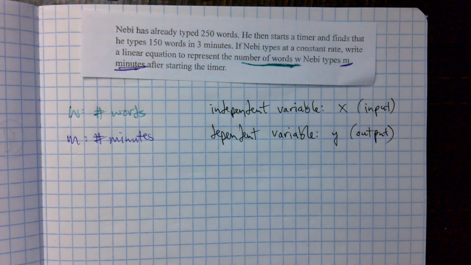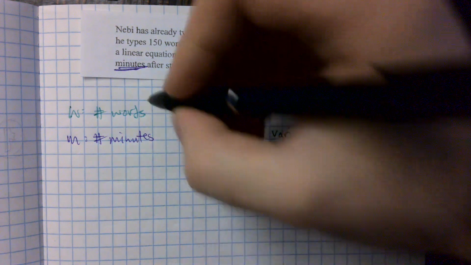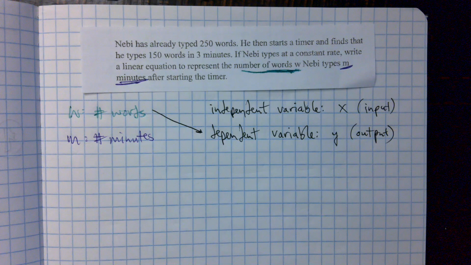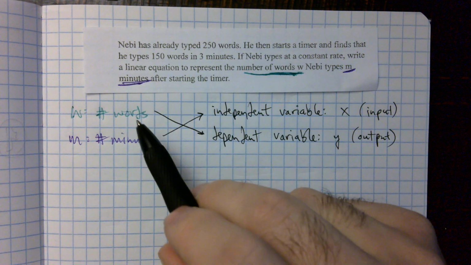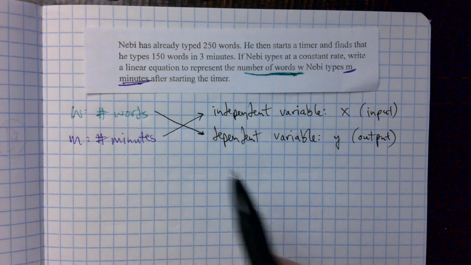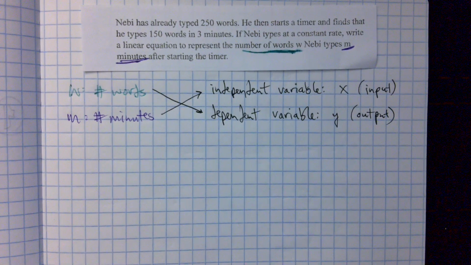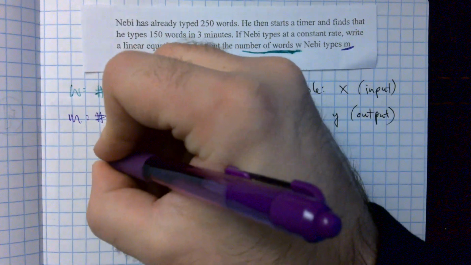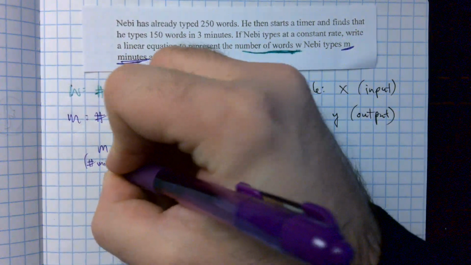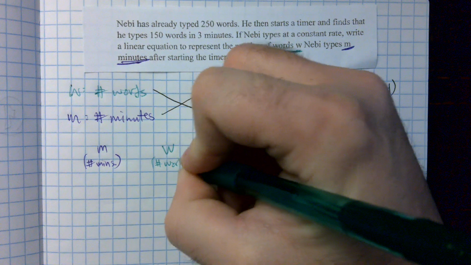So just logically working through this, the number of words they type depends on the number of minutes. So the number of words is my dependent variable, and the number of minutes is my independent variable. The number of words I type depends on the number of minutes I've spent typing. So minutes is my X, words is my Y, okay? And one way that we could tackle a word problem like this is to make a table, okay? Normally we'd have X and Y, but here my X is actually M, number of minutes, and Y is actually W, number of words.